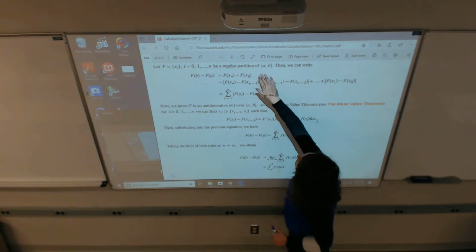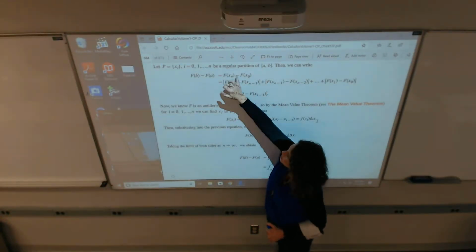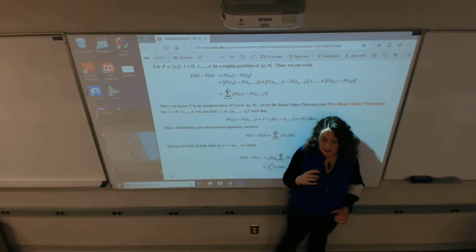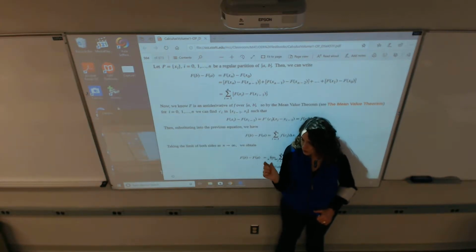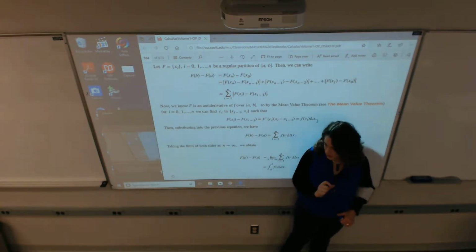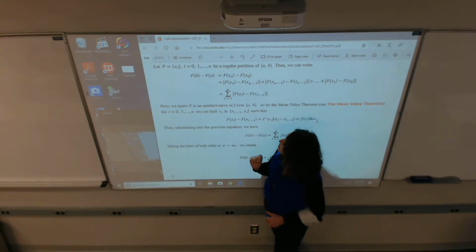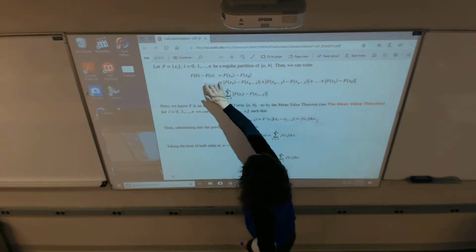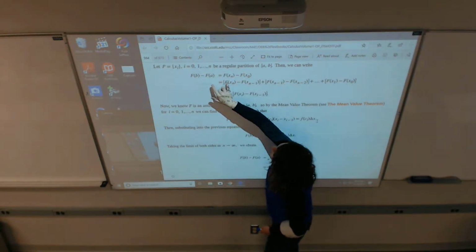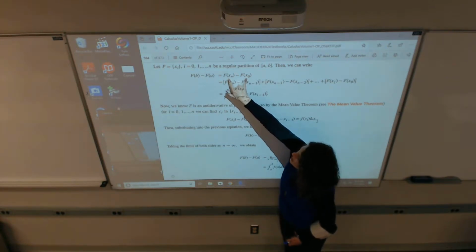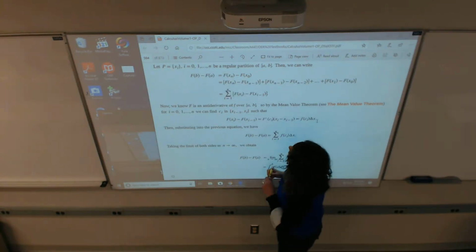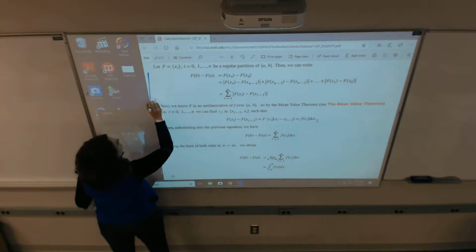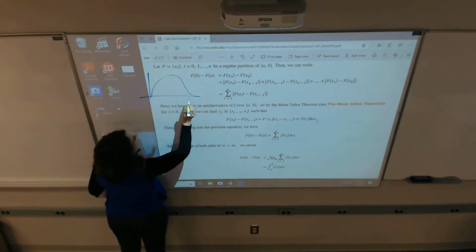All right, so we start with a regular partition. Regular, again, is just convenience. Regular means all the boxes are the same width, all right? So we have the definite integral, all the same width. Then we can write that F of b minus F of a is F of x sub n minus F of x naught. So let me draw the picture again so you remember sort of what we're doing.